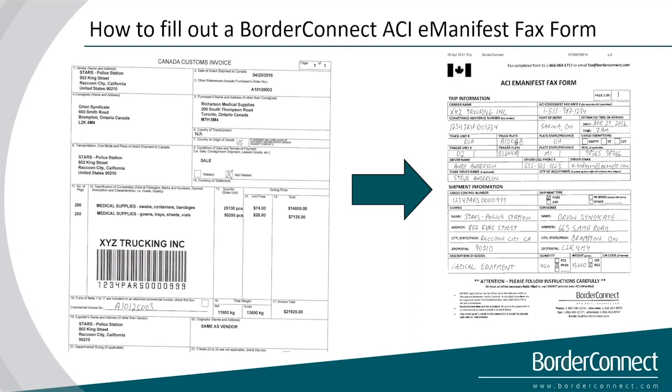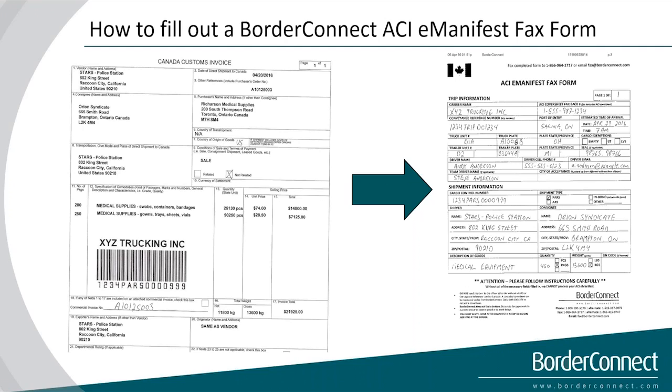Stars Police Station in Raccoon City, California, that is where it's actually being picked up from. So try not to use a vendor at all. Always use an originator. If the originator is left blank, or there is no originator and you just have a vendor, but that's not where you actually picked up from, usually the correct address will be the exporter's name. And on this Canada Customs invoice, you'll see that the exporter is the same as the vendor.